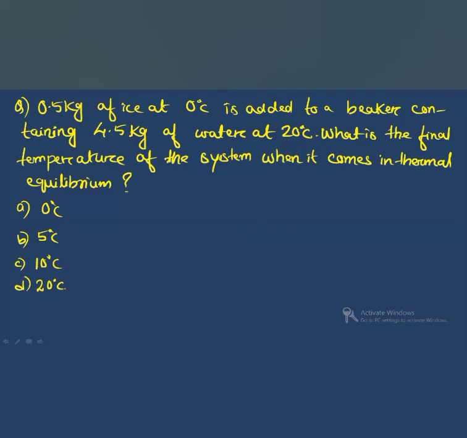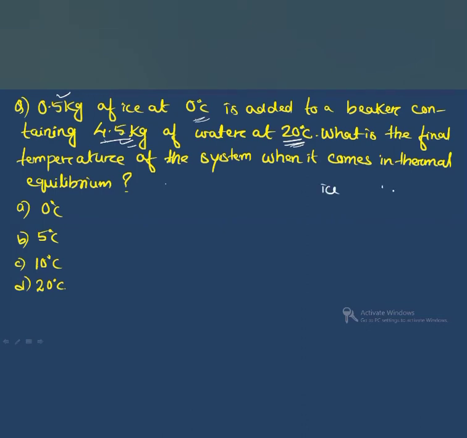Now let's see the last question. Here it is said 0.5 kg of ice at 0 degrees Celsius is added to a beaker containing 4.5 kg of water at 20 degrees Celsius. So 0.5 kg of ice is mixed with 4.5 kg of what? Water. The temperature of ice is 0 degrees Celsius and it is mixed with 20 degrees Celsius water. You have to find the final temperature of the system when it comes to thermal equilibrium.